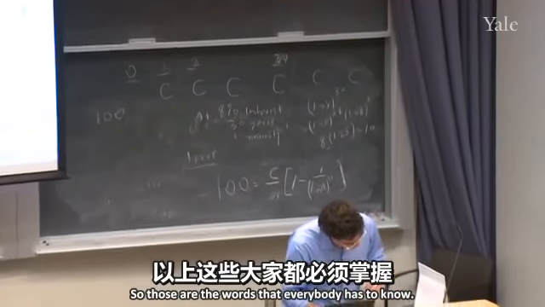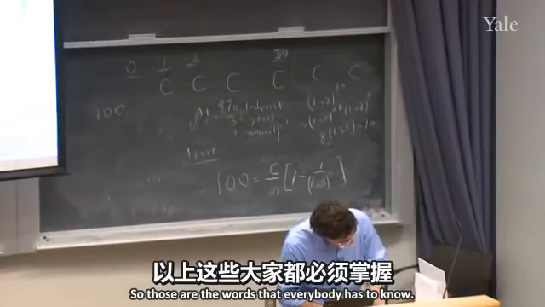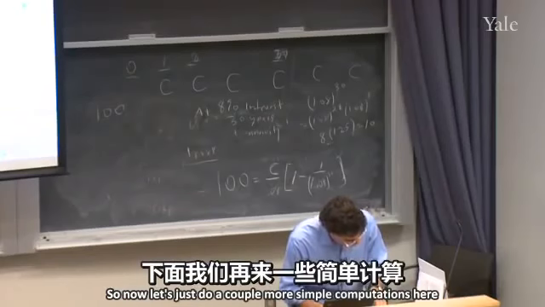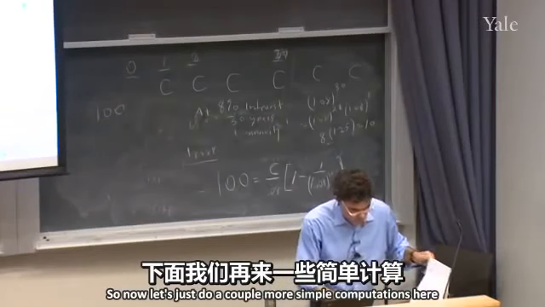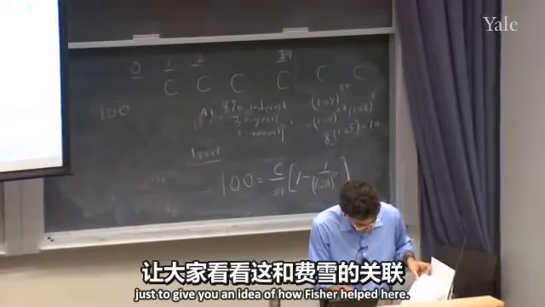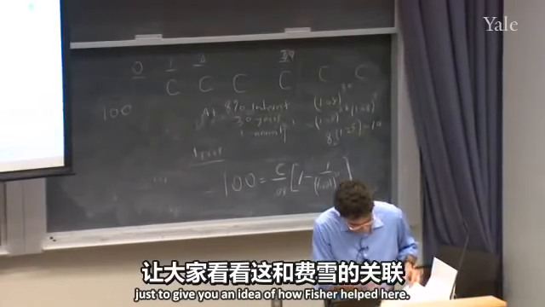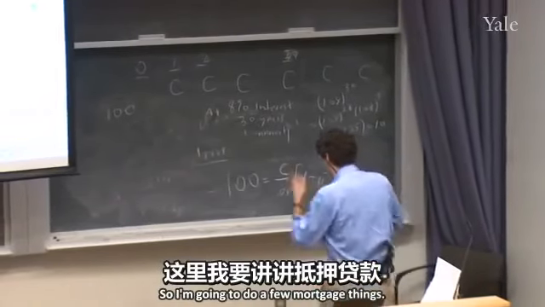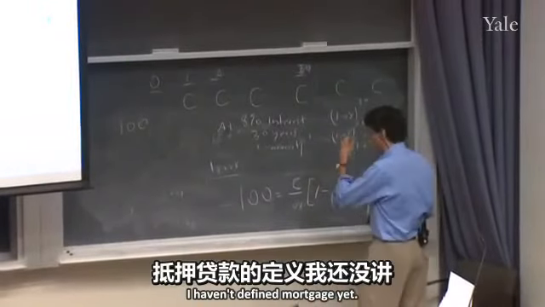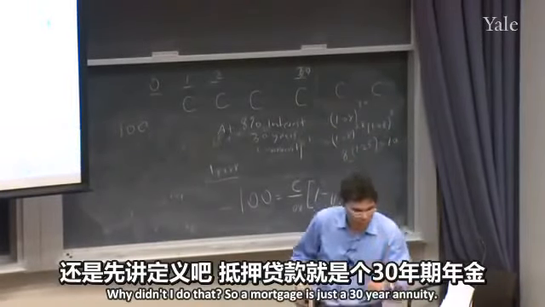Okay, so those are the words that everybody has to know. So now let's do a couple more simple computations, just to give you an idea of how Fisher helped here. I'm going to do a few mortgage things. I haven't defined mortgage yet, have I? Why didn't I do that?